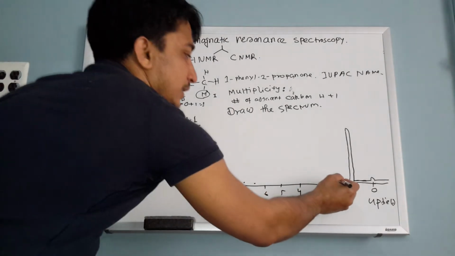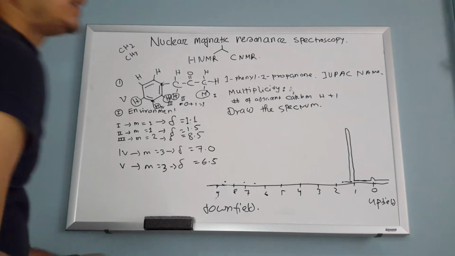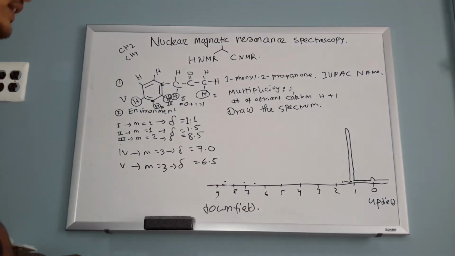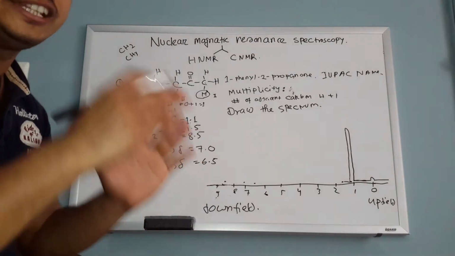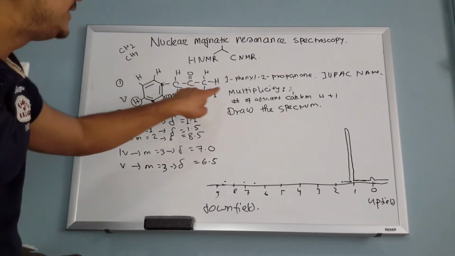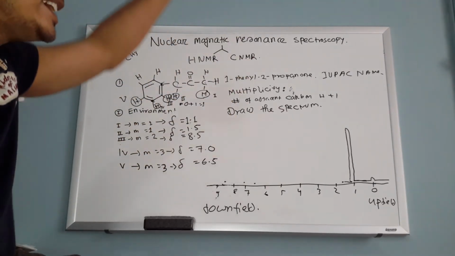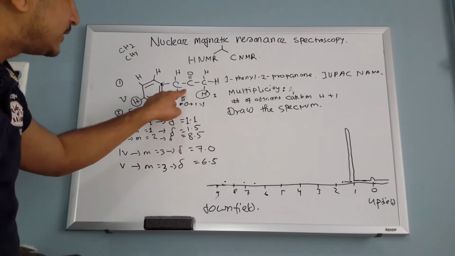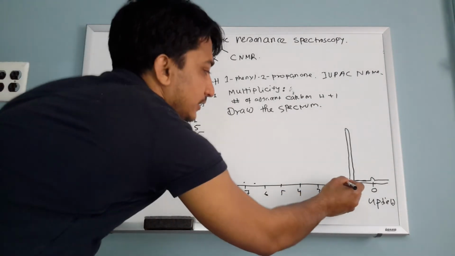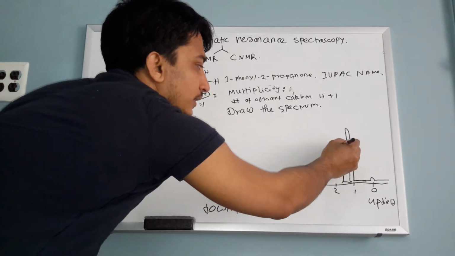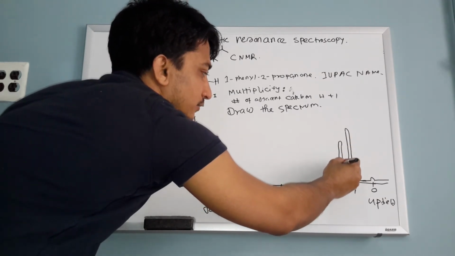Okay, so this is also singlet, but this is called bar. Always remember, if there is no benzene ring, CH3 is going to be the highest, tallest bar. So this one is going to be a little bit lower than CH3, and 1 peak.